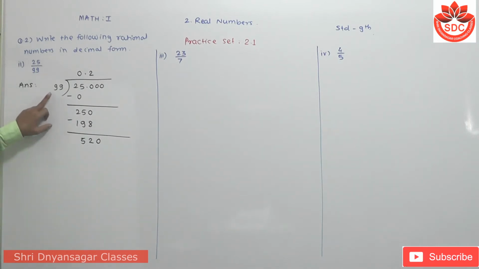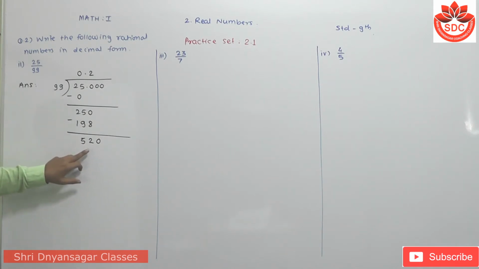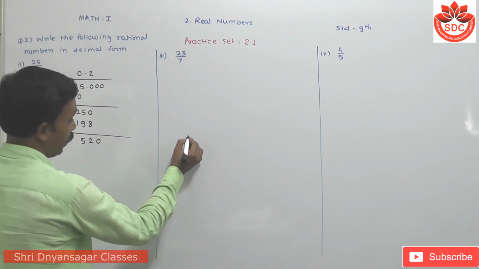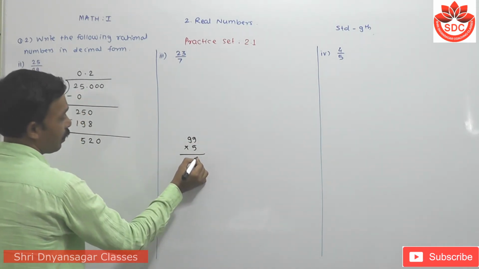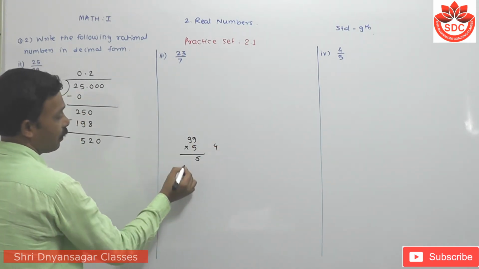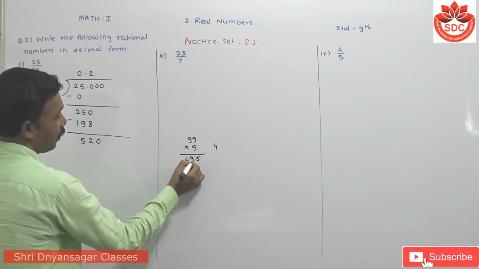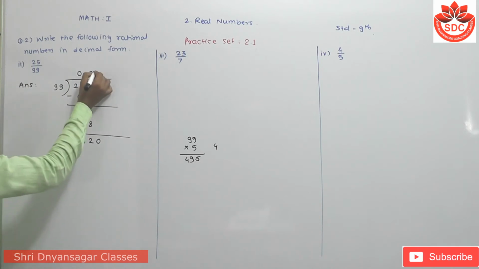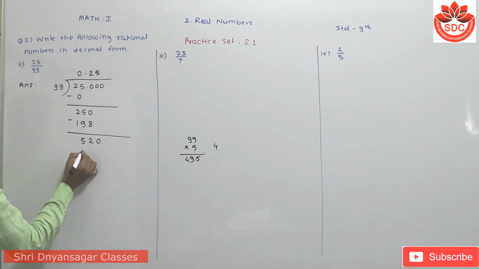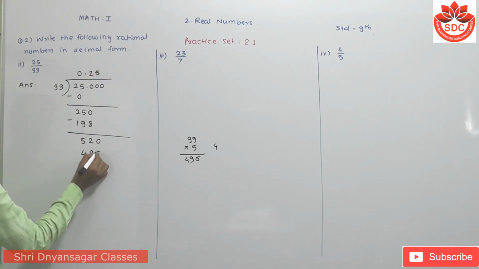Now look carefully. If you take 99 and multiply it by 5, it is nearly equal to this 520 number here. 6 is greater here, so I have to multiply 99 into 5. Then 5 nines are 45, carry 4. 5 nines are 45, plus 4 becomes 49. This is 5. When we multiply, it becomes 495.